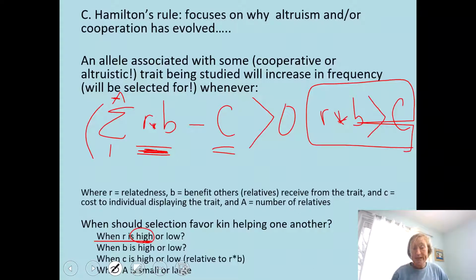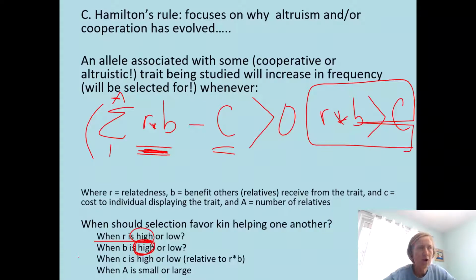What about B is high or low? B is the benefit that each relative is going to gain from your cooperative behavior. Well, kin selection is going to favor cooperation when the benefit is high. You're saving their life, or you're providing them with food, or you're protecting them from predators, and these are big benefits, right? What about the next one? When C is high or low relative to R times B?